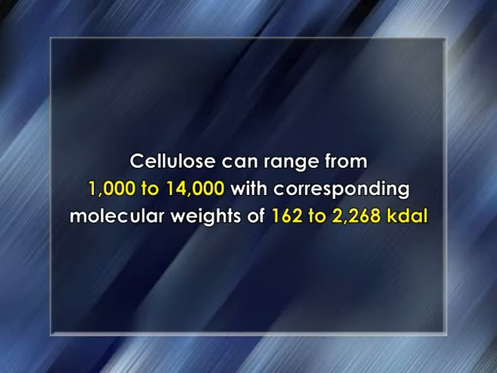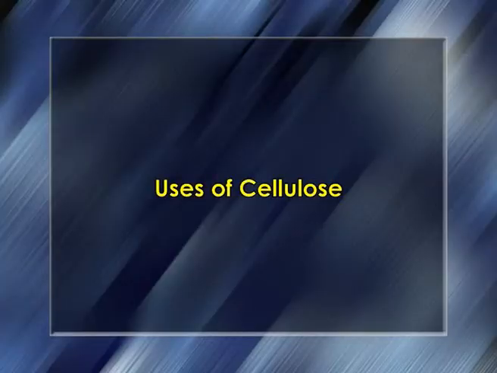These sections are interrupted by amorphous gel regions, which can become crystalline when moisture is removed. Cellulose has a variable degree of polymerization depending on its origin. It can range from 1000 to 14,000 with corresponding molecular weights of 162 to 2268 kilodaltons. Because of its high molecular weight and crystalline structure, cellulose is insoluble in water. In addition, its swelling power or ability to absorb water, which depends partly on the cellulose source, is poor or negligible.